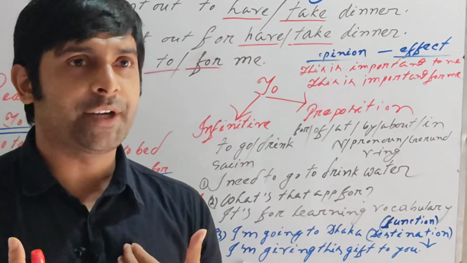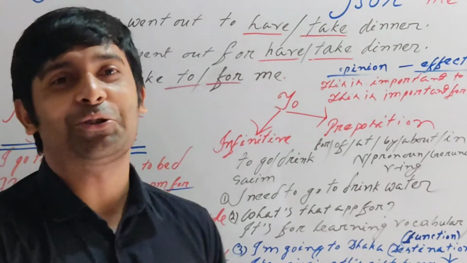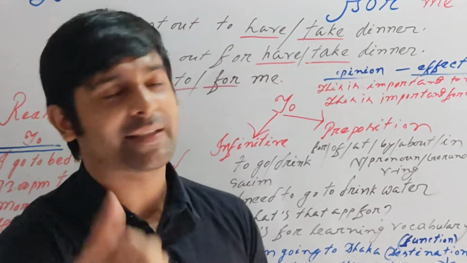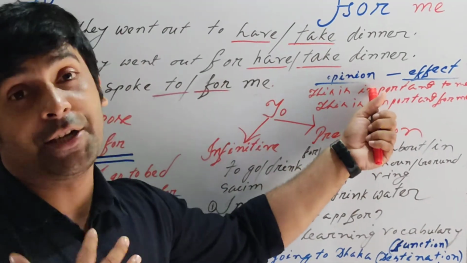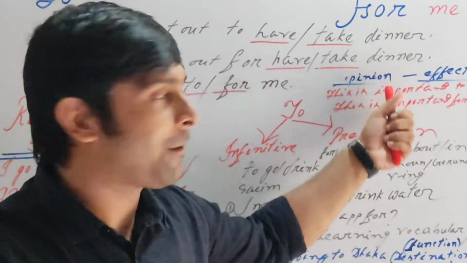This class is important to me. It's just my opinion, I mean personal opinion. If you would like to give a personal opinion, you can say, "This is important to me," or "This class is important to me." It's my personal opinion.